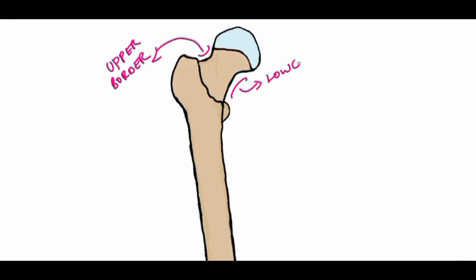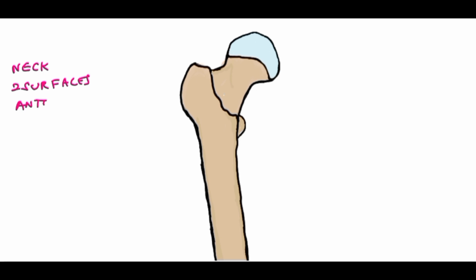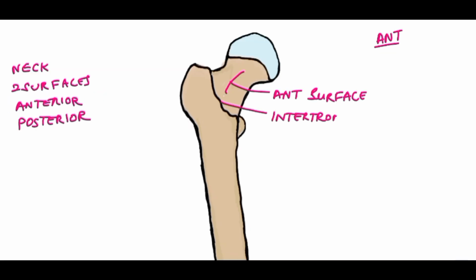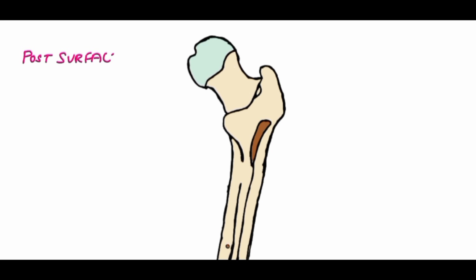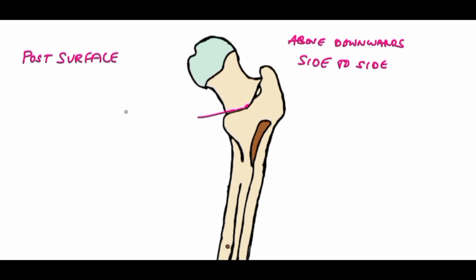The upper border is concave and horizontal, and meets the shaft at the greater trochanter. The lower border is straight and oblique, and meets the shaft near the lesser trochanter. The neck has two surfaces, anterior and posterior. The anterior surface is flat, meets the shaft at the intertrochanteric line, and is entirely intracapsular. The posterior surface is convex from above downwards, concave from side to side, and meets the shaft at the intertrochanteric crest.